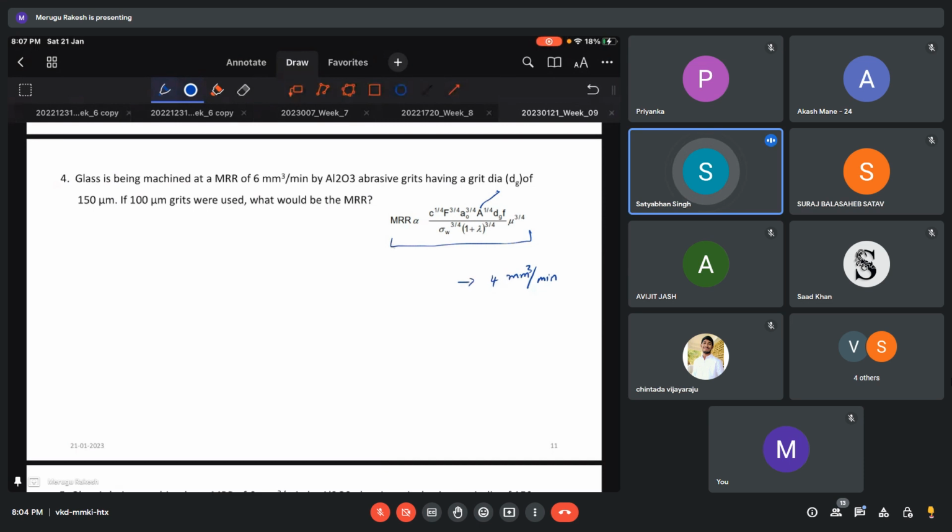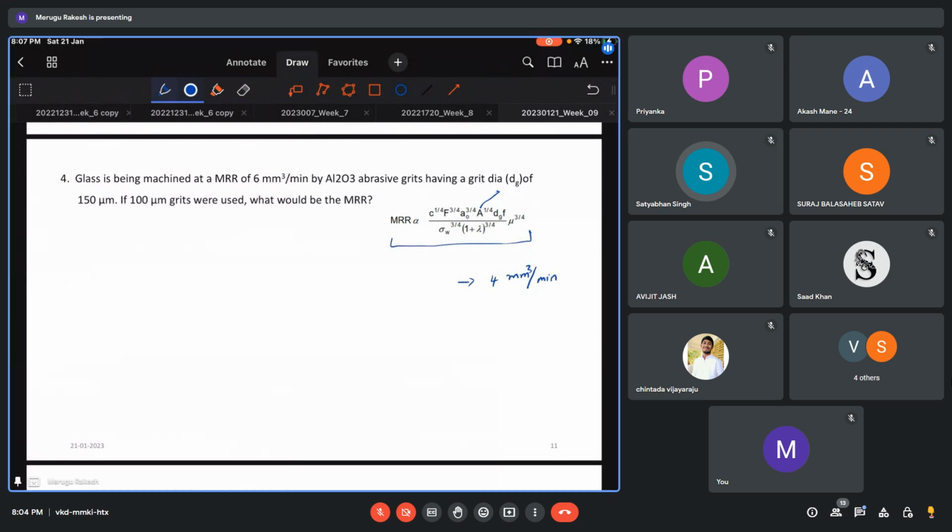Sir, can you show the graph that you drew of MRR with respect to diameter? No, that is not needed. I have given you the formula itself. Yes sir, the formula is given.